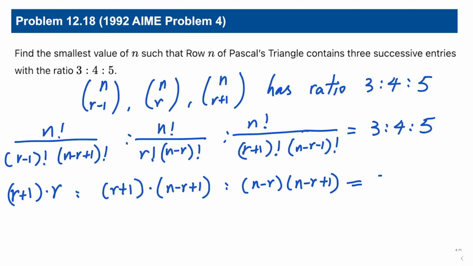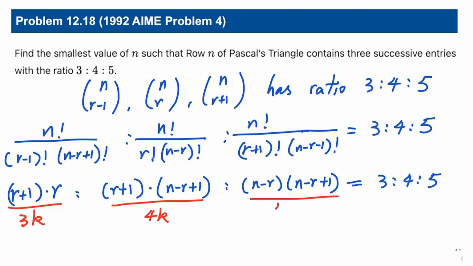This ratio is 3 to 4 to 5. We want to find the smallest value of n such that this ratio is satisfied. Let's assume this is 3k, this is 4k, this is 5k. Then we have r over n minus r plus 1 equals 3 over 4.